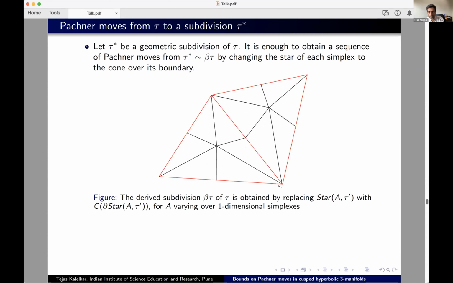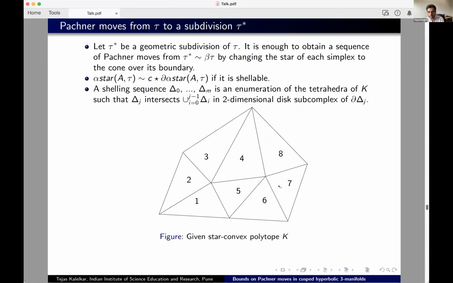So in order to go from a subdivision to the original triangulation, what I need to do is look at stars of simplexes, and in a controlled number of Pachner moves, go from a star of a simplex to a cone over its boundary. So what I need to do in particular is start out with a convex polytope, which is triangulated, and replace it by a cone over its boundary in a controlled number of Pachner moves. This is the aim.